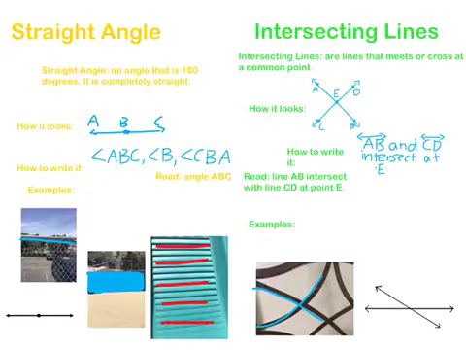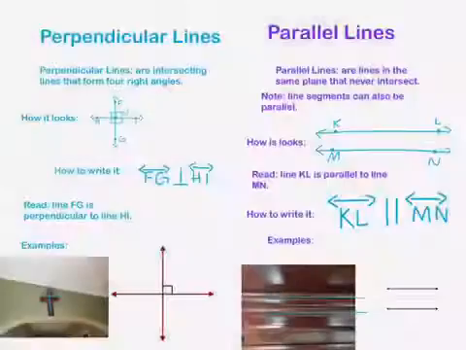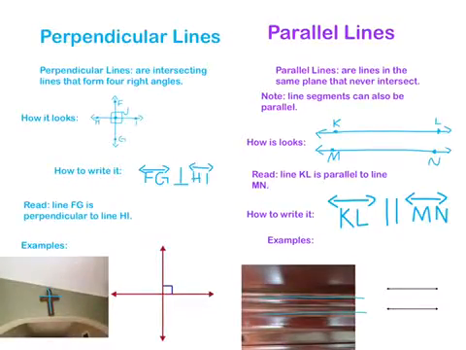Intersecting lines. Intersecting lines are lines that meet or cross at a common point. Perpendicular lines. Perpendicular lines are intersecting lines that form four right angles. Parallel lines. Parallel lines are lines in the same plane that never intersect.